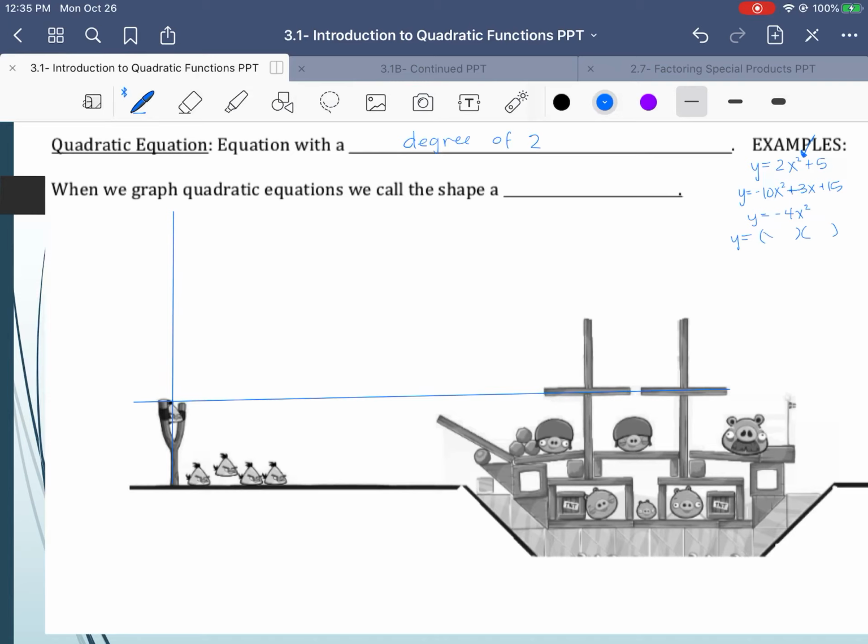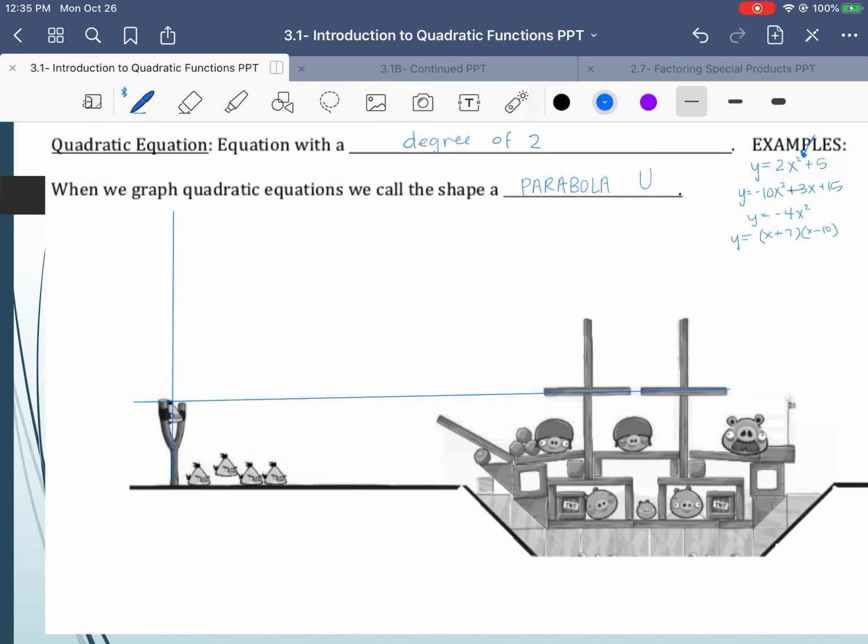You could also write it in factored form. So let's say we had a factored one here, x plus 7 and x minus 10. That's also a quadratic. It's just factored form. So anytime we have a degree of 2, we are talking about a quadratic function. And anytime you draw or graph a quadratic function, it creates a U-shape. We call this U-shape a parabola.